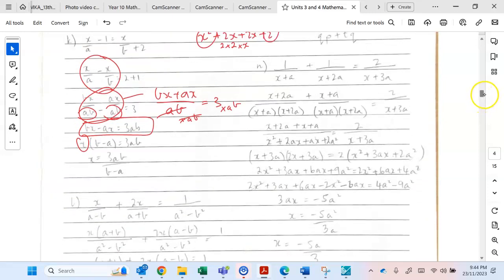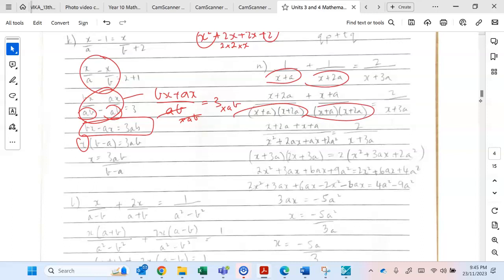Look at question N. Isn't that just scary? This is where you really get tested in your ability to do algebra. It is like, oh my God. And the difficulty comes in because we have different denominators here. So you can see I've made them the same denominator, but it's just an annoying same denominator, but you can do that.